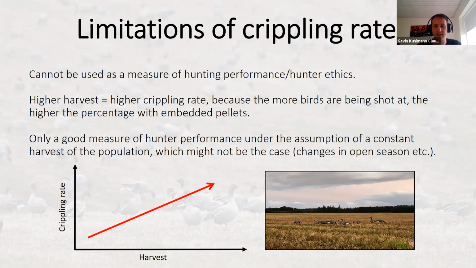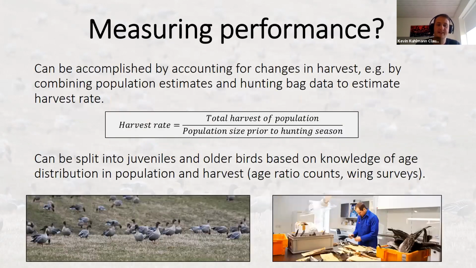And that is very rarely the case, because of hunting season changes, or because of bag limits changes. Especially for these pink-footed geese, where we know that hunting is used as a management tool, we know that hunting changes over time. So we should not use crippling rate as a measure of how good hunters perform. And how might we get at that then? The only way really is to somehow account for the level of harvest.